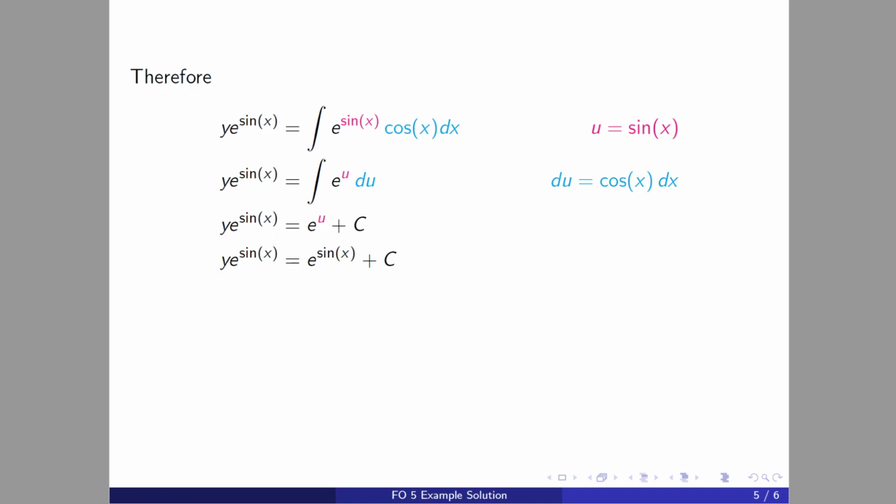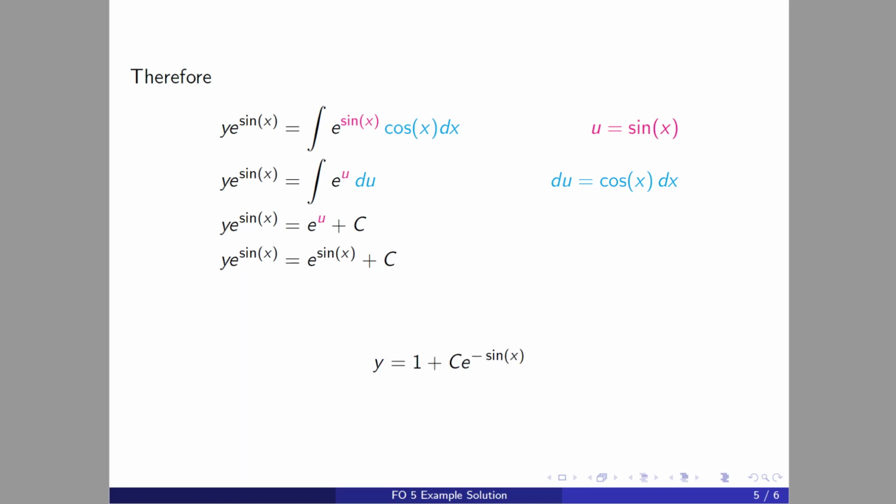Okay, so u will be sine of x, du will be cosine of x dx. In this case, the integral just becomes e to the u du with no further complications. So y times e to the sine of x is just e to the u plus c. And plugging u equals sine of x back in, we get y times e to the sine of x equals e to the sine of x plus c.